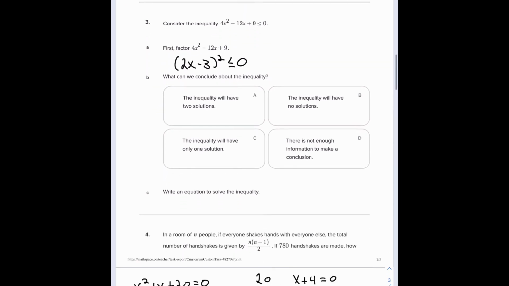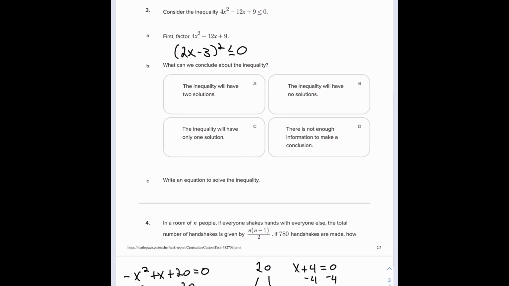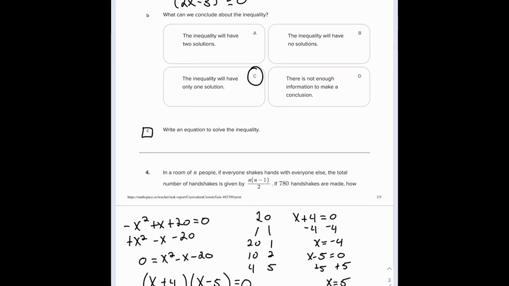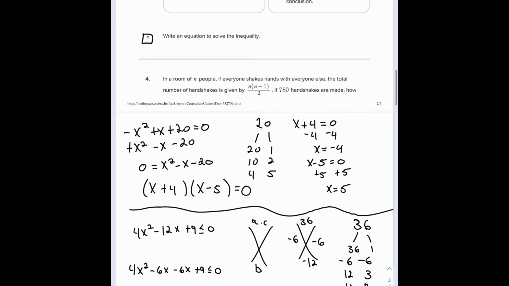Part B asks us what we can conclude about the inequality. So let's look at A. Will the inequality have two solutions? Well, let's think. If this were an equal sign, how many solutions would we have? We just have one, because when we square it, we'd just be left with 2x minus 3 equals 0. So we'd just be left with x equals 3/2. So C is correct here. There will only be one solution. And I will leave part C for you guys as an exercise to check your understanding.